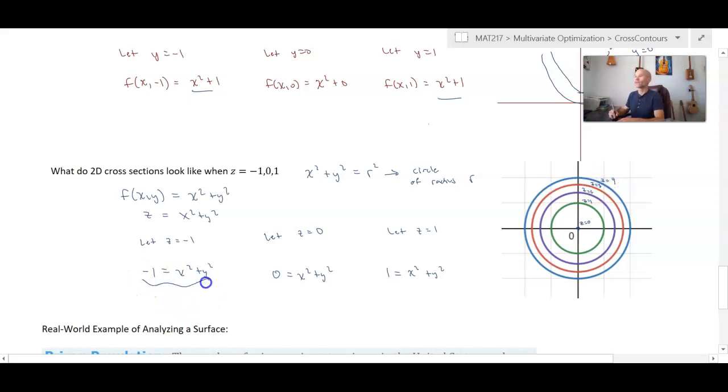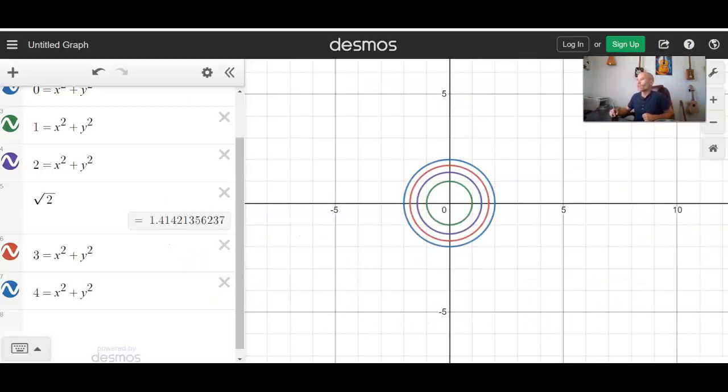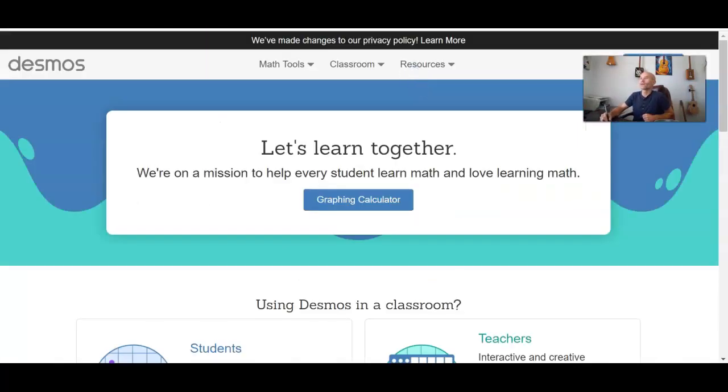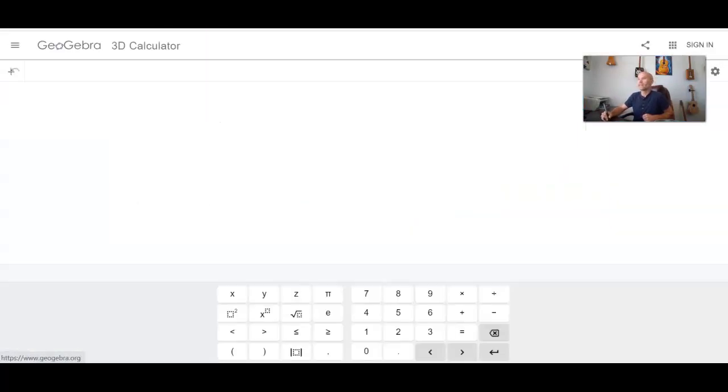For -1, there are no points, x and y, because, again, that argument that you can't square two values and add them together and get -1. So there are no real solutions to this. And so this is exactly what we saw when we considered our graph in GeoGebra 3D.